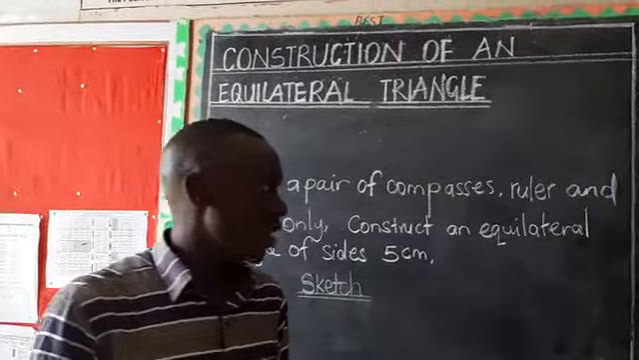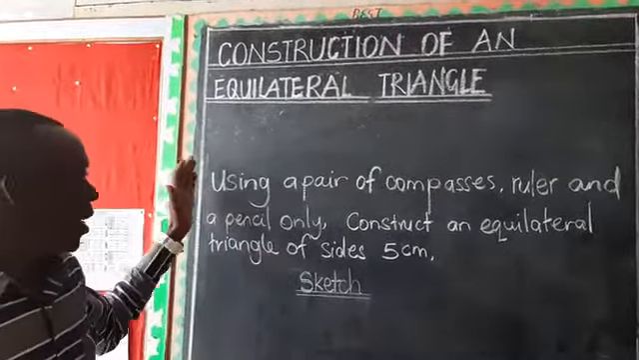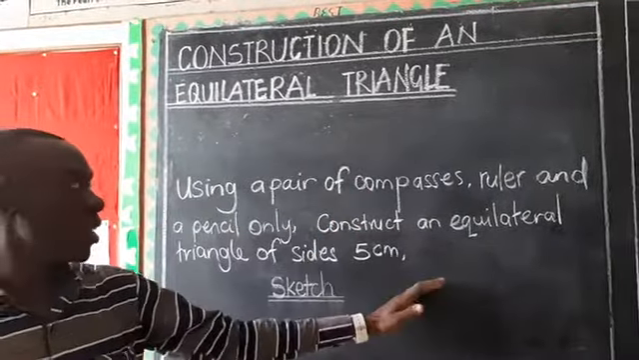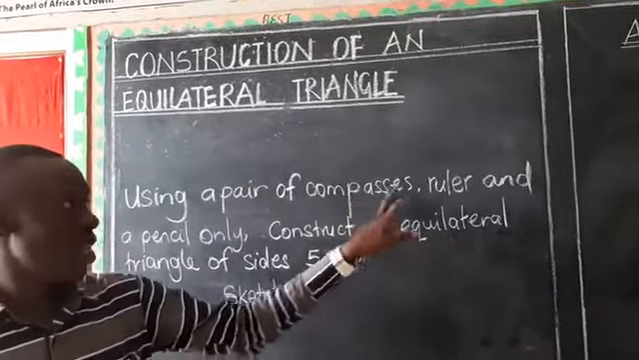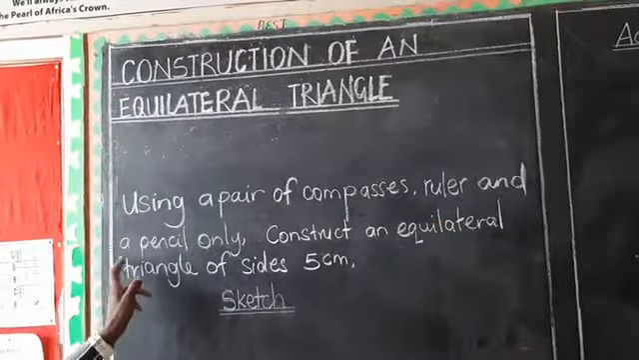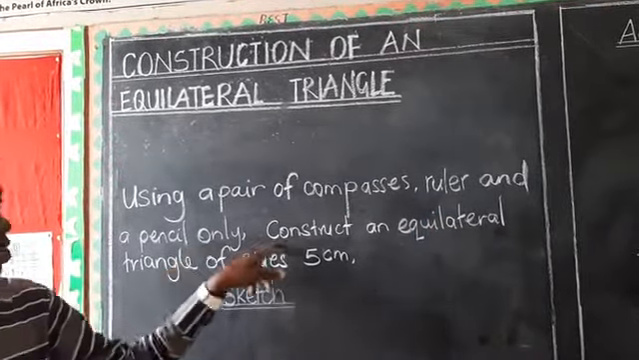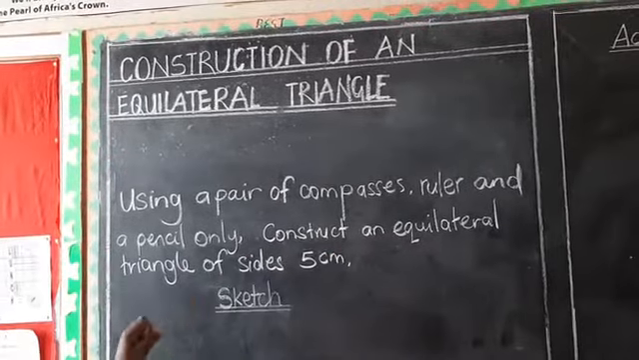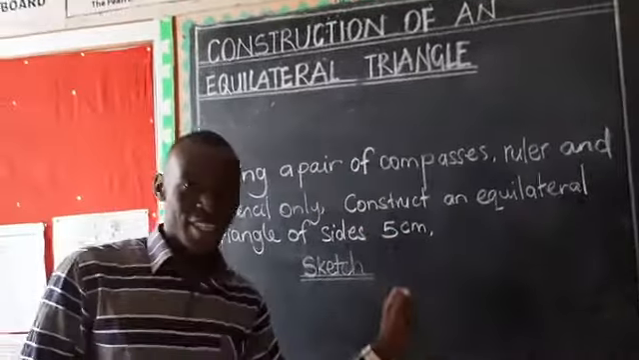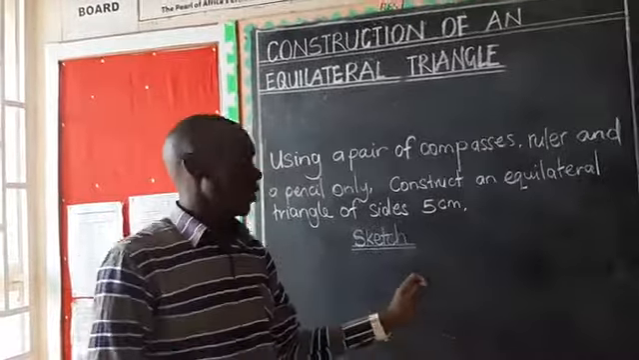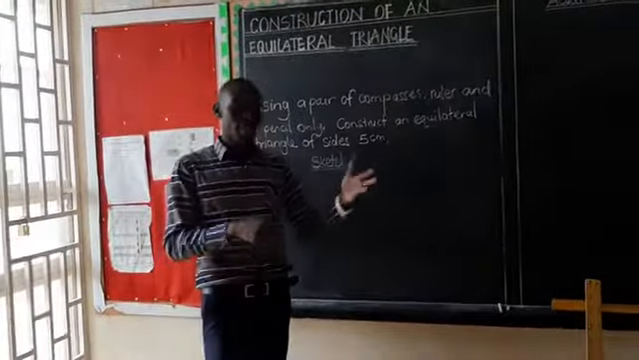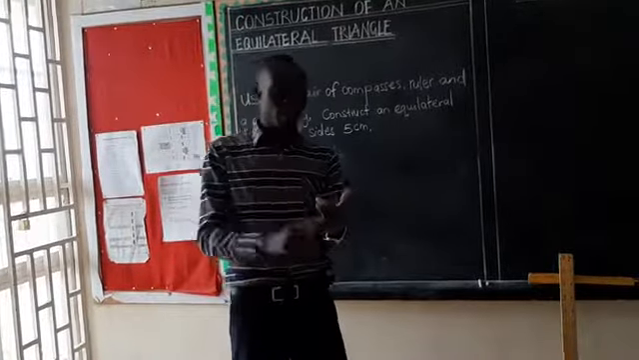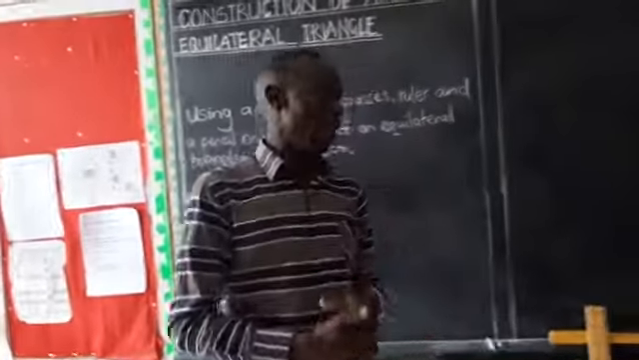And when constructing, you need to follow the instruction given by the question. The question is very clear, saying using a pair of compasses, ruler, and a pencil only, construct an equilateral triangle of sides 5 centimeters. Yes, you are going to use the three instruments given to you: the pencil, a pair of compasses, and a ruler.